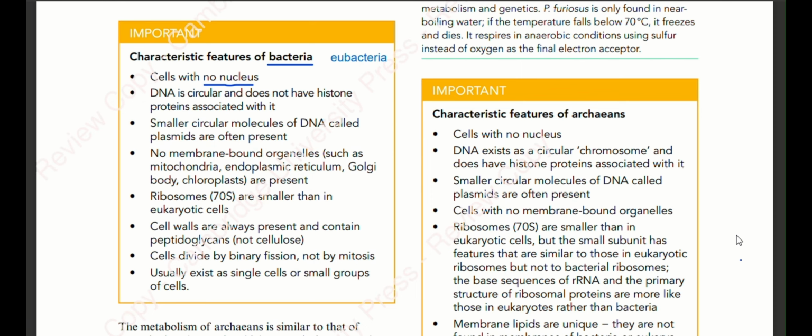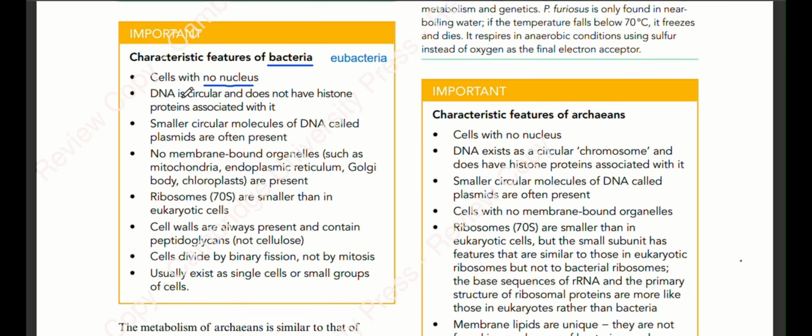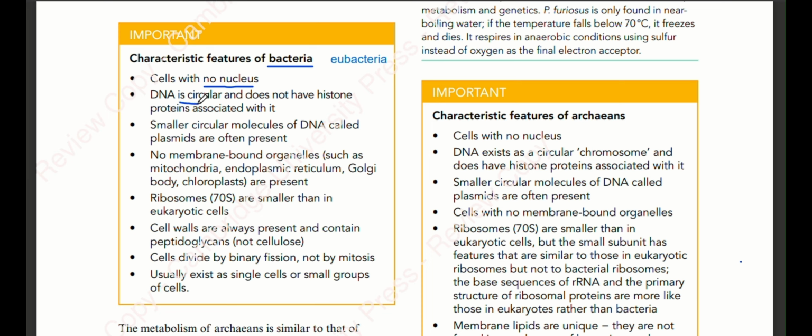First of all, the characteristic features of bacteria. The bacteria domain we also call eubacteria, or true bacteria. These are the real bacteria, because they have all the characteristic features which we are going to talk about. Number one, they do not have a nucleus in the cell, as I told you. Number two, DNA is circular. DNA is not linear, it is circular. It's like a loop.